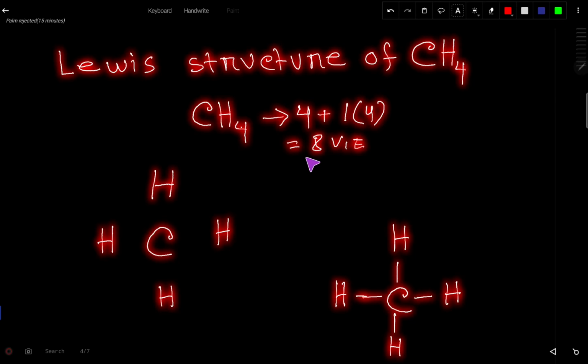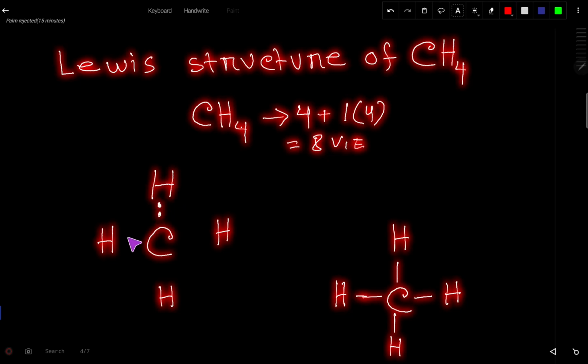These 8 valence electrons have 2 tasks at the same time. The first task is to connect these 5 atoms together, and the second task is to satisfy the octet for carbon and the duet for all the hydrogens. So here carbon is the central atom, right? Because it has the highest capacity of making bonds, or it is the least electronegative, while hydrogen is always considered an outer atom. So let us connect these 5 atoms together.